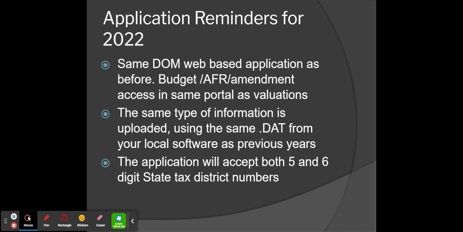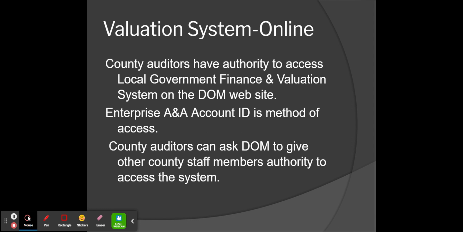So again, this is a web-based application, and for 2022, we will use the same Department of Management web-based application as before. It is a one portal access for valuations as well as budgets, AFRs, and amendments to budgets. The same type of information as before is uploaded using the same .dat or DAT file from your local software provider as previous years. And again, as in recent years, the application will accept both 5 and 6-digit state tax district numbers, depending on how many numbers your county is using at this point.